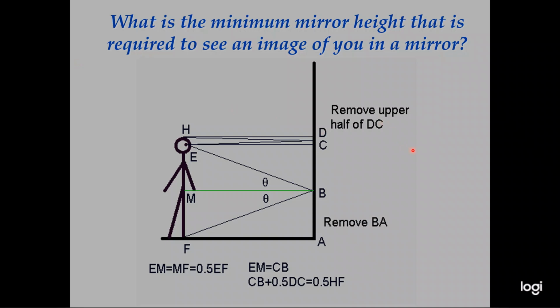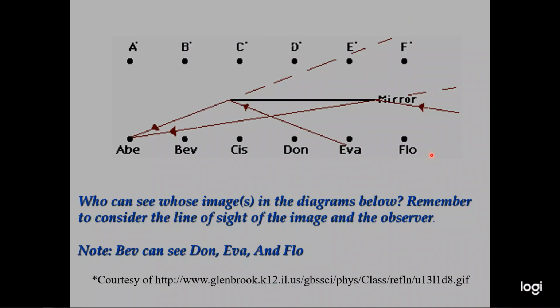Let's do one more example. In this example, which I took from a website, the link is listed below. I don't know if that link's still valid. I took this many years ago. I have 6 people in front of the mirror. And the question is, who can see who? We just got to consider the line of sight.